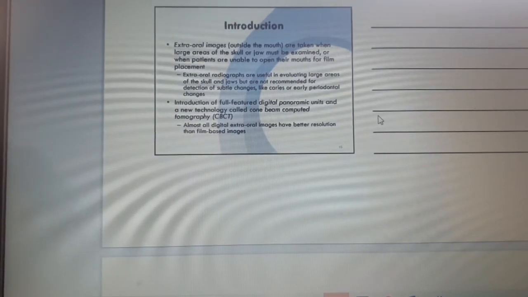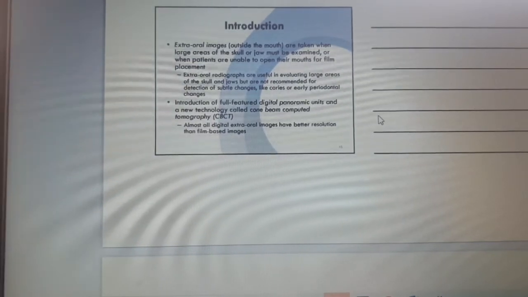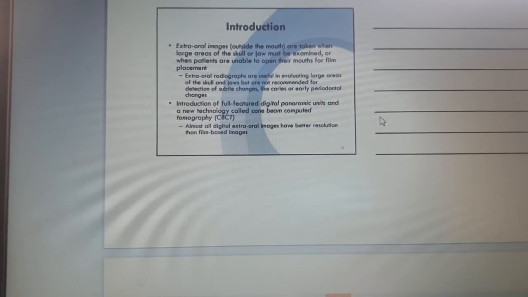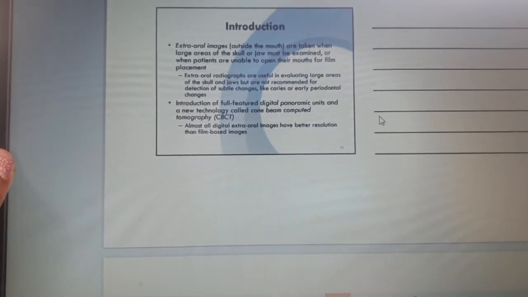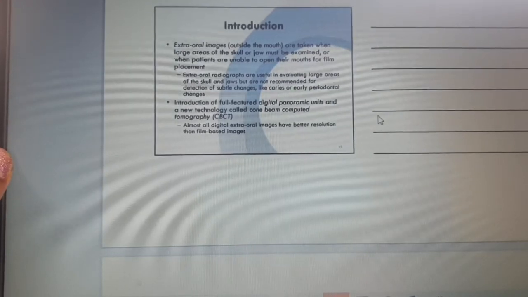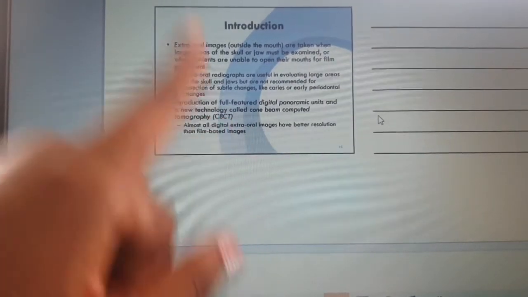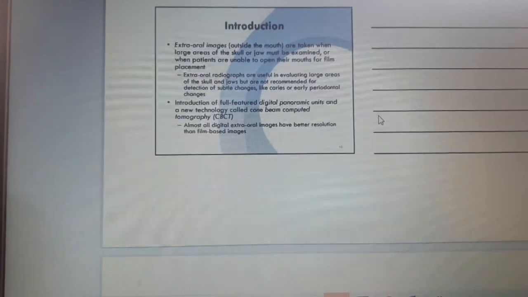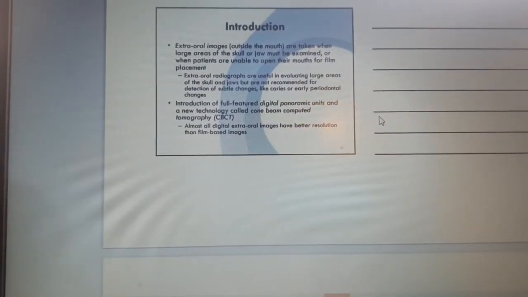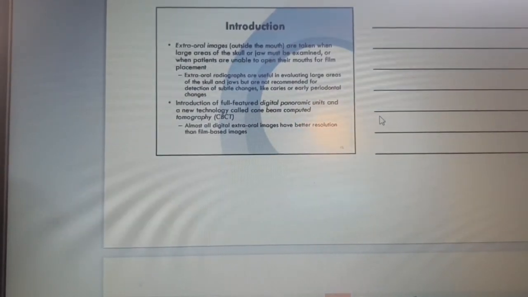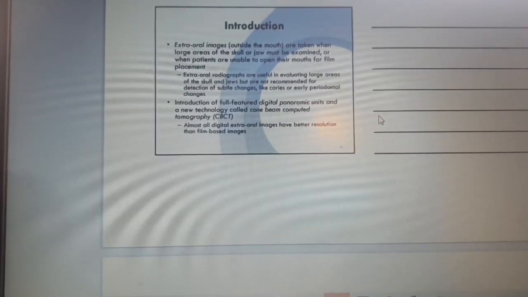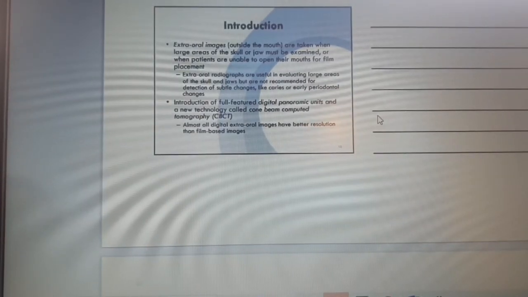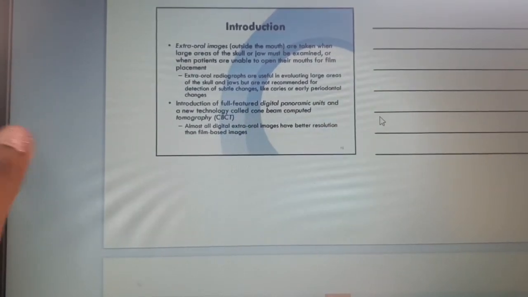And then there has been an introduction, ladies and gentlemen, of full-featured digital panoramic units that are getting more and more conventional and popular in South Africa. And then a new technology known as CBCT. I think you guys heard me talk about it earlier on. So that is cone beam computed tomography. Essentially, it assesses extraoral as well as intraoral structures, but right now, as far as I know, it's mainly in academic institutions.